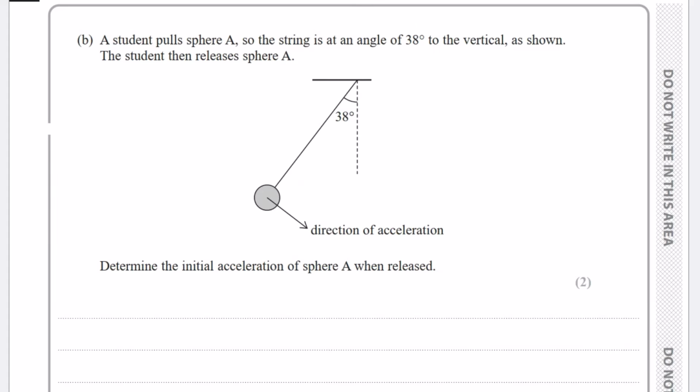Question B, it says the student pulls sphere A, so the string is at an angle of 38 degree to the vertical as shown. Fine. Determine the initial acceleration of the sphere A when released. So if this is the direction of acceleration, this is tension, right? So this is perpendicular. So tension will have absolutely no effect on the acceleration. So what do you think causes the acceleration? It's a component of the weight. So weight acts vertically downward.